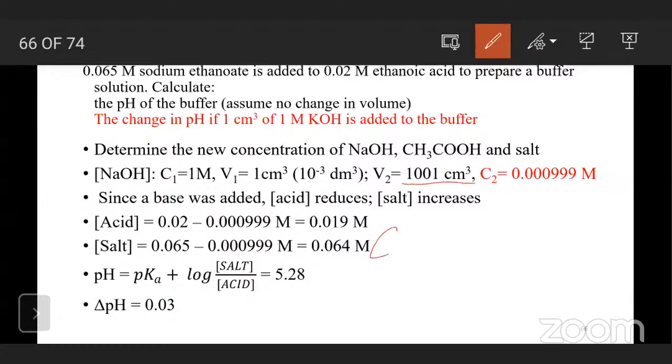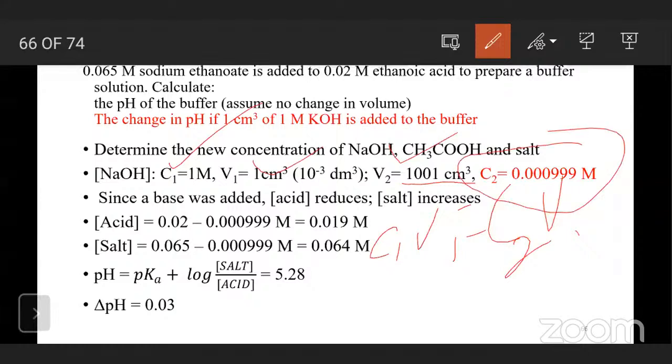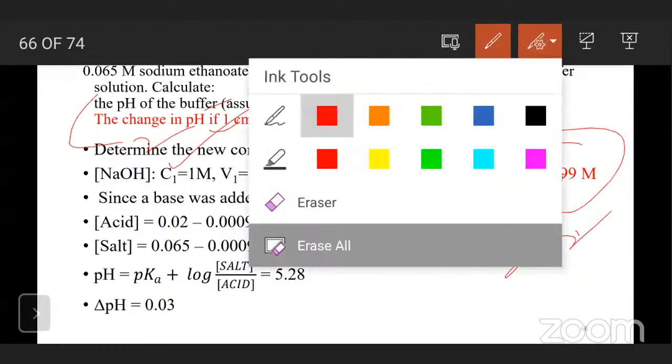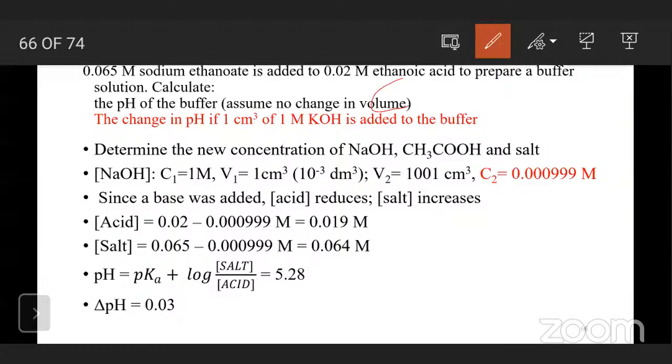If you do your mathematics very well, C1 V1 equals to C2 V2. We know our C1, we know our V1, we know our V2, but we don't know our C2. How will we do that? Our C2 will be our C1 multiplied by V1 divided by V2. C1, our C1 is what? C1 is 1 molar times what is our V1? You can decide to convert this V1 to dm cube. What will you have? That's 10 to the power minus 3. Divided by what is our V2? It is 1001 cm cube.